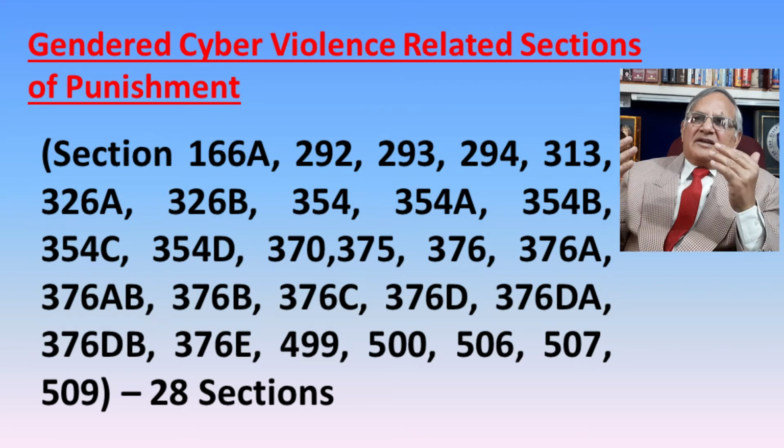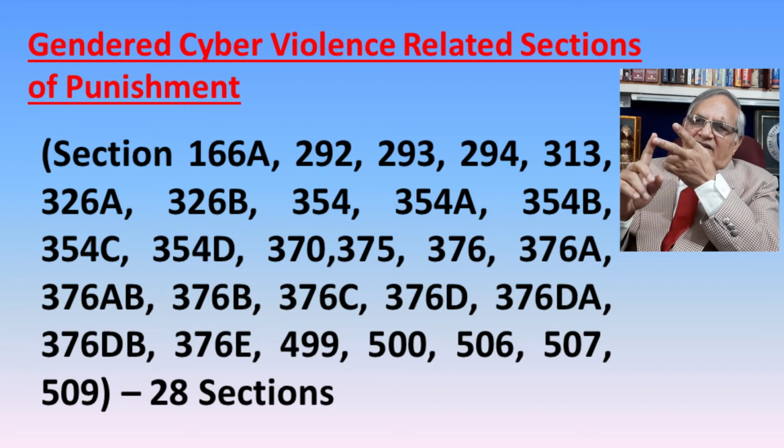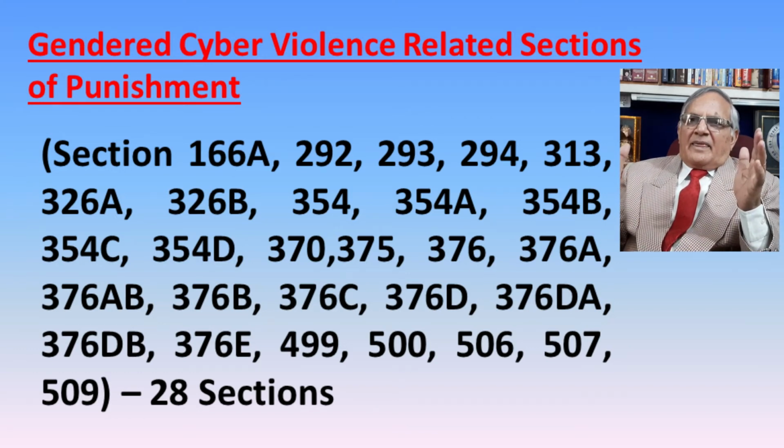Then 376E, punishment for repeat offenders. Repeat offenders of what? Of 376, 376A, 376AB, 376D, DA, DB, which we discussed just now. So the punishment is for natural life or death.